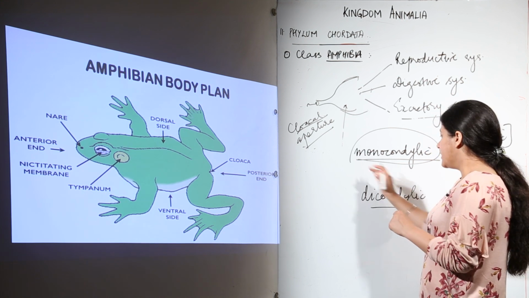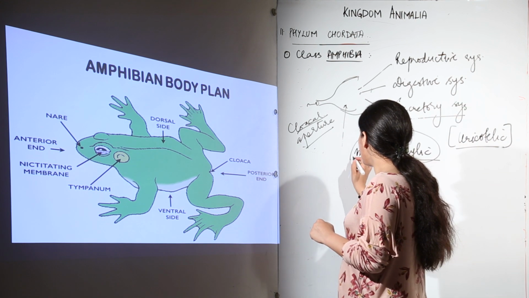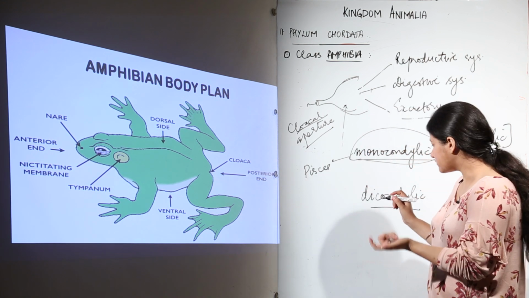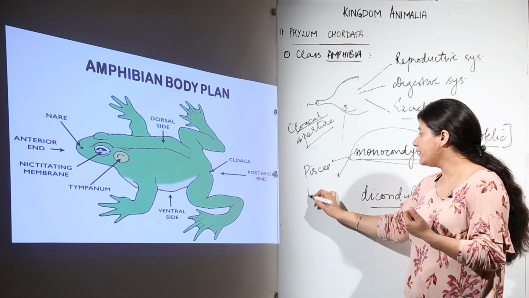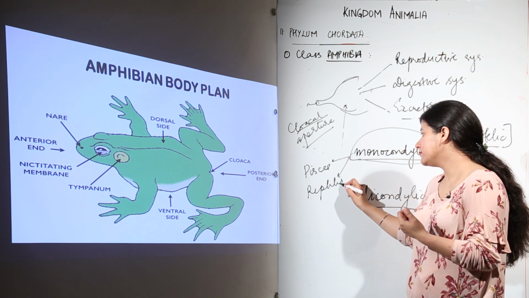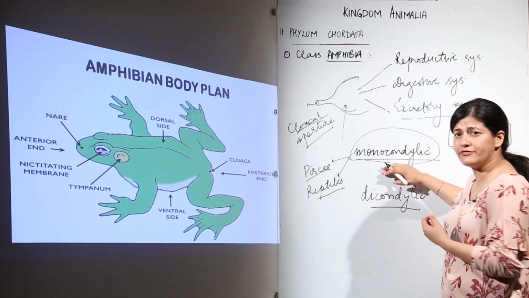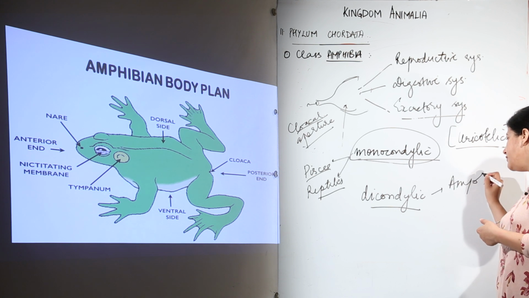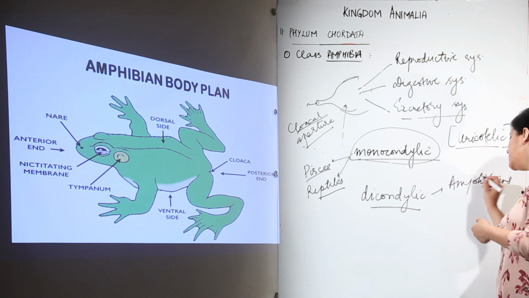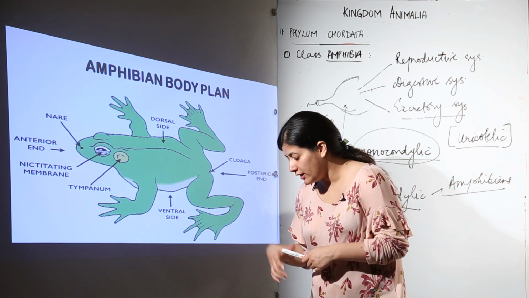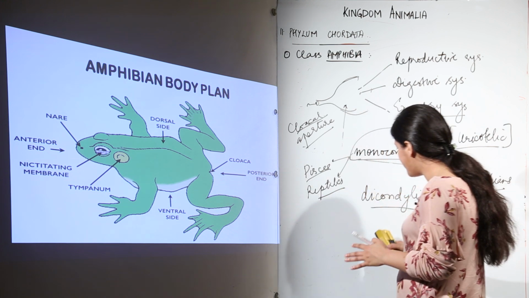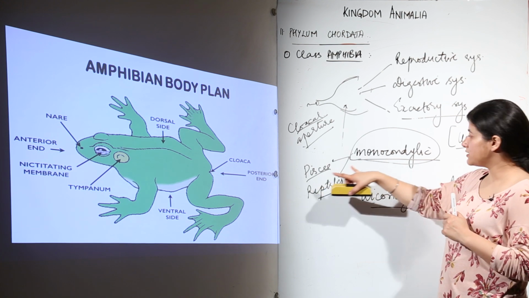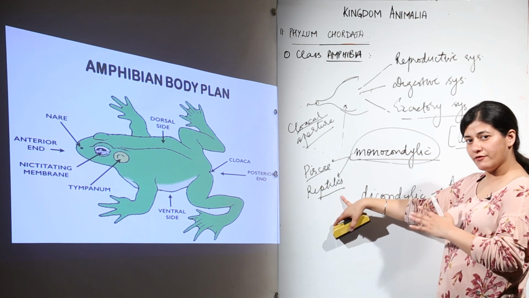Please remember that the Pisces, that includes the fishes, both cartilaginous and bony fishes, and the reptiles, these two have a monocondylic skull. In the case of a dicondylic skull, we have amphibians. So a frog is going to have a dicondylic skull. This question often comes in many exams. So you have to remember that amphibians, frog-like amphibians, have a dicondylic skull. In the case of Pisces, the skull is monocondylic, and reptiles also have a monocondylic skull.